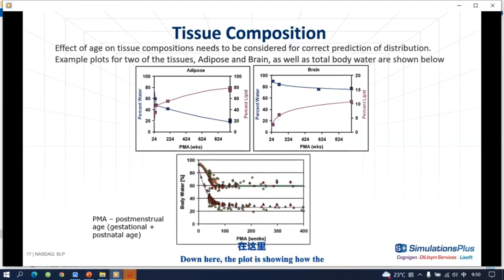Down here, the plot is showing how the total body water is changing. So again, similar information, how it's changing over age. And again, most of the changes, or the most dramatic changes, are happening within the first year.